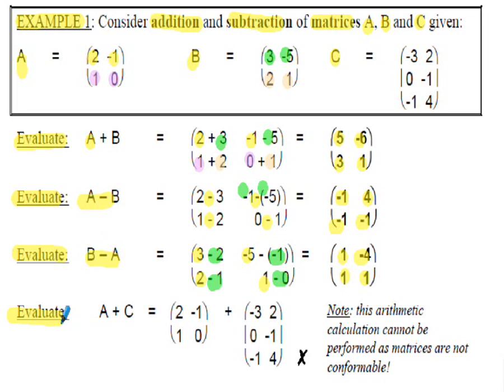And finally, we're asked to evaluate matrix A plus matrix C. Matrix A is a 2 by 2 matrix, and matrix C is a 3 by 2 matrix. So we can clearly see we do not have the corresponding elements in matrix A to add to matrix C. So in this case, we cannot perform the arithmetic calculation because the matrices are not conformable.